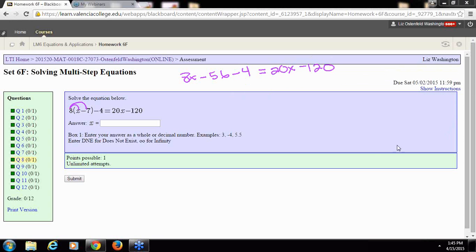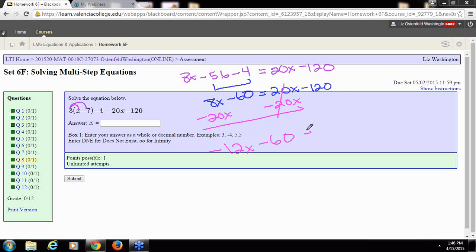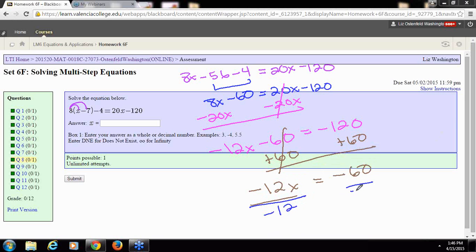Again, before I actually start solving, we want to just simplify as much as possible. Negative 56 and negative 4 give me a negative 60. I'm going to bring down my 8x equals 20x minus 120. I want to start to move my variables to the left, so I'm going to do minus 20x. It's going to leave me with a negative 12x minus 60 equals minus 120. Then I'm going to get rid of the minus 60 by adding 60. Leaves me with a minus 12x equals a minus 60. Last but not least, I'm going to divide by a negative 12 on both sides, and I'm going to get x equals a positive 5.